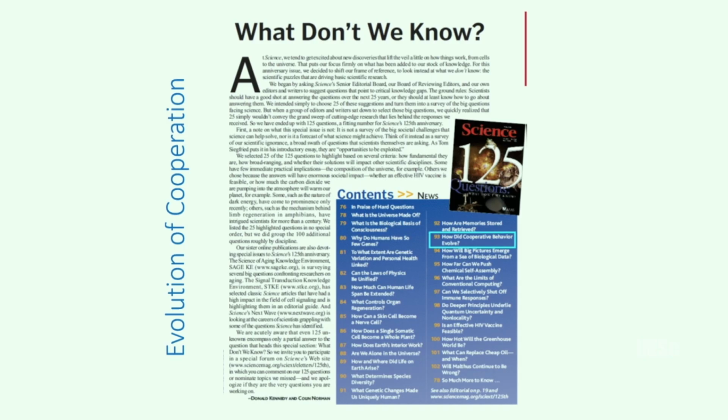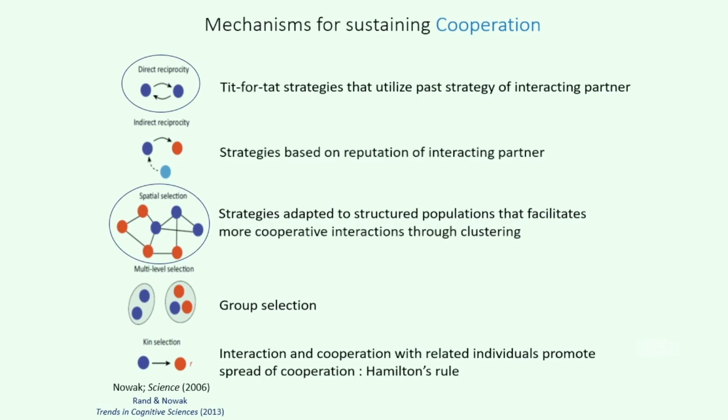So the fact that it's an important problem is probably not lost on you, but some years ago the journal Science celebrated 125 years, and they came up with a list of 125 important problems in science, and how did cooperation evolve happened to be one of them. So it really goes to show how important it is. So what are the mechanisms of sustaining cooperation? Shagor touched on this very briefly towards the end of his talk.